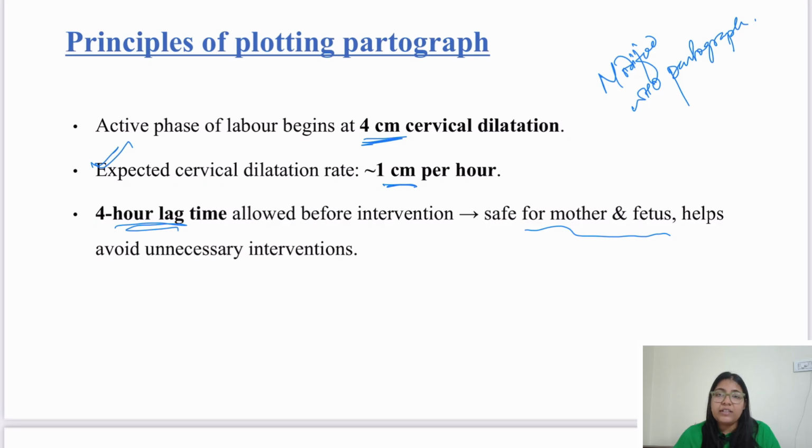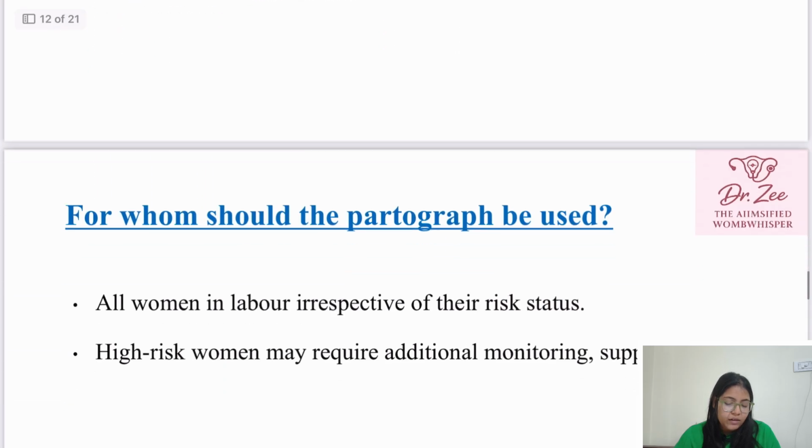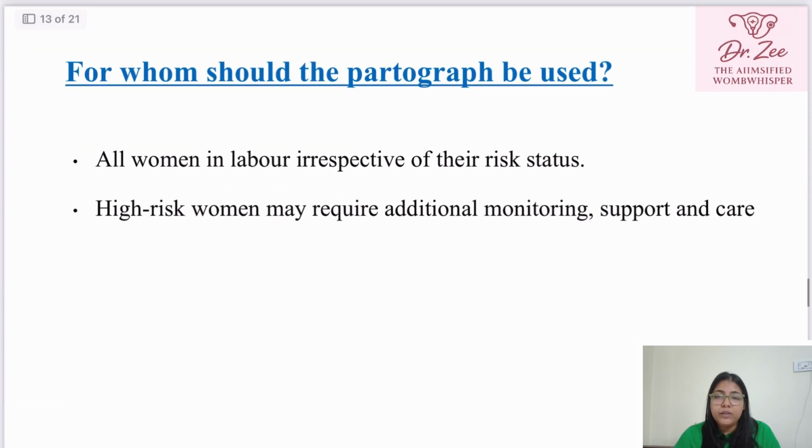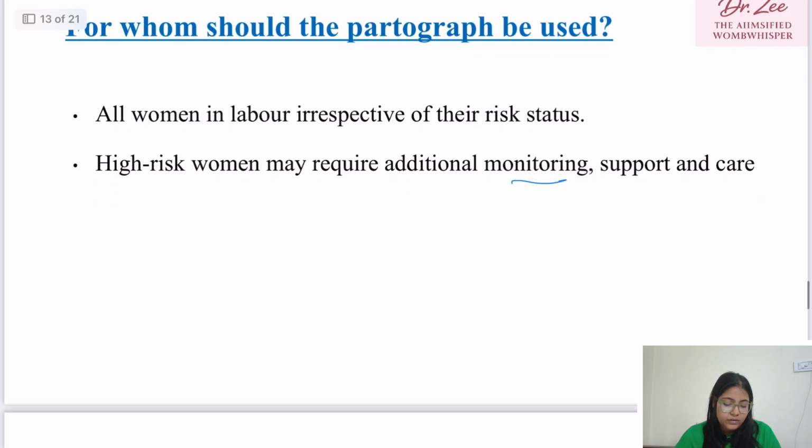So alert and action line is made for us to prevent these unnecessary interventions. In which cases will you be using partograph? Partograph can be used in all patients undergoing vaginal delivery to monitor their labor, but in high risk patients, obviously there are some additional monitoring and support and care. But in low risk patients, always we use partograph.